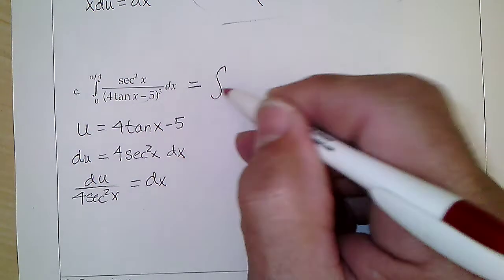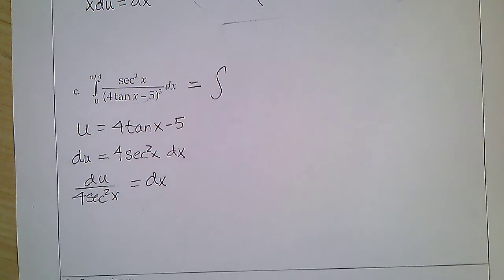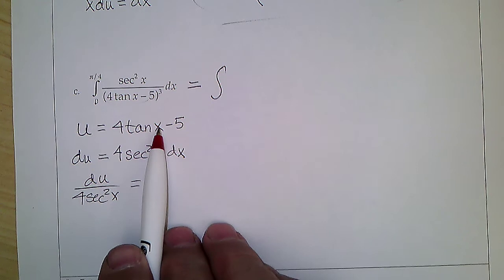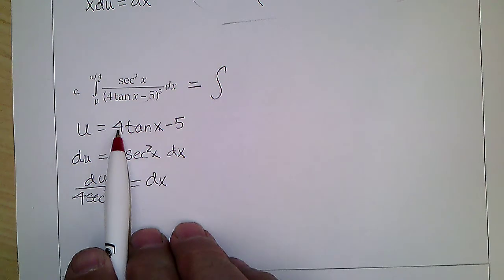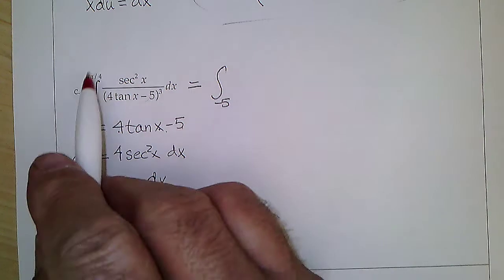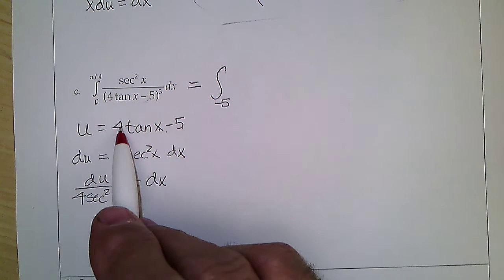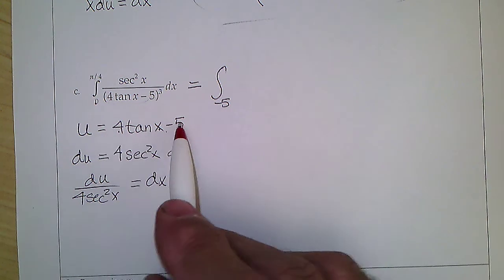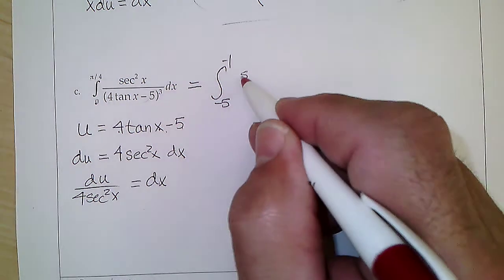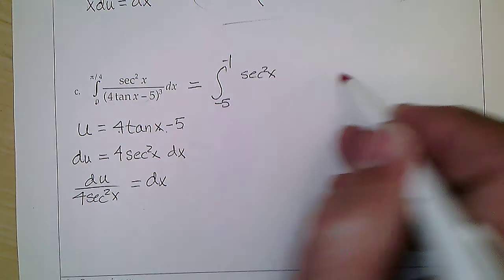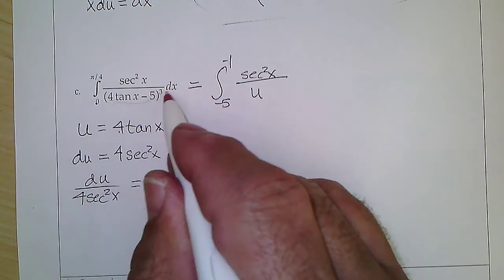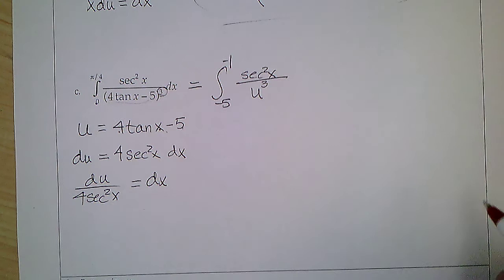Okay, I've changed from x to u, so I can change my limits or change back to x, but let's just change it. Tangent of 0 is 0 times 4 is 0 minus 5 is negative 5. Tangent of pi over 4 is 1. 4 times 1 is 4, minus 5 is negative 1. I have secant squared x over u to the third, which a lot of people missed.